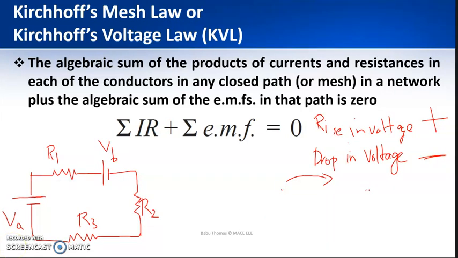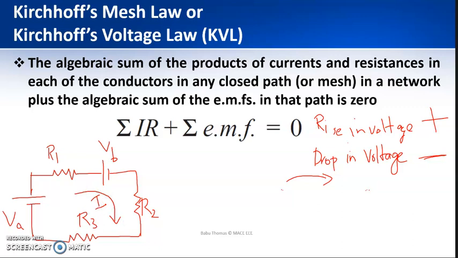So now we have the circuit like this. In this circuit, this is a closed path. You have voltage source VA, voltage source VB, and three resistances R1, R2, and R3. The first and foremost important thing is to mark the direction of the current. You can take any direction of current. It need not be clockwise or anti-clockwise, but as a common policy, we will take a clockwise direction of current I.